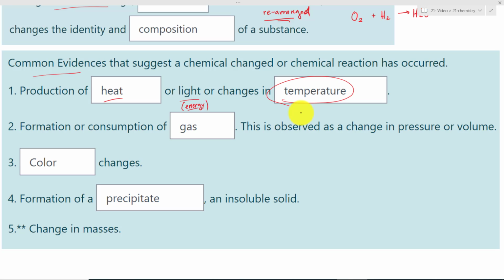How do you know if heat energy actually occurs or changes? A common way is heat. You can actually feel it, or you can see it with light. But one way you can do it is we can measure the temperature. If there's a temperature change, right away you know there's a chemical reaction.